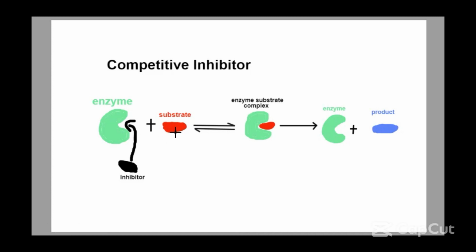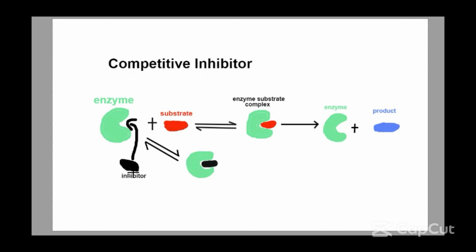So can the substrate get in there if the inhibitor is bound? If the inhibitor is here, then the answer is no. Since the inhibitor binds with the enzyme, this is what it will look like. The inhibitor binds to the active site of the enzyme, fitting inside that pocket. So now what will happen? The substrate, this one, can't bind. They will not turn into an enzyme-substrate complex.